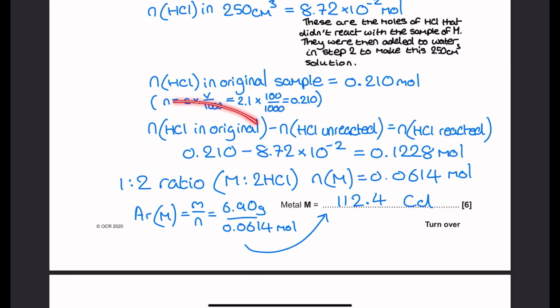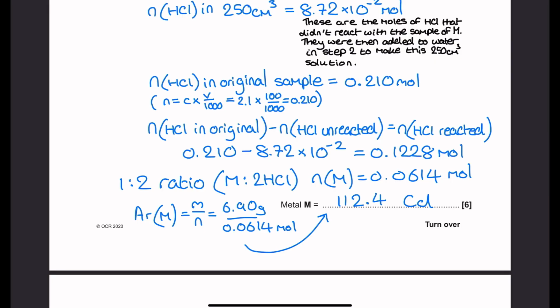What we do now is the gritty bit. We've got the number of moles of HCl in the original solution. We've got the number of moles of HCl that didn't react, and that allows us to calculate here the number of moles of HCl that did react with the metal in stage 1.